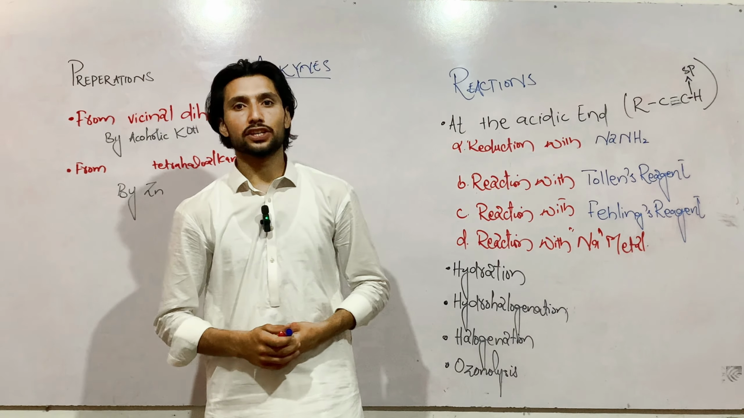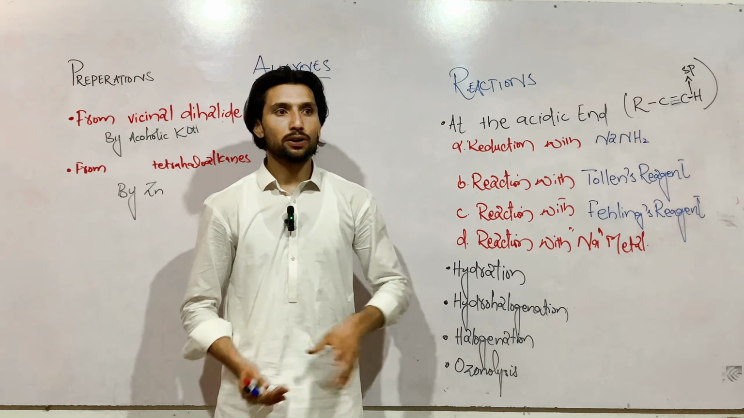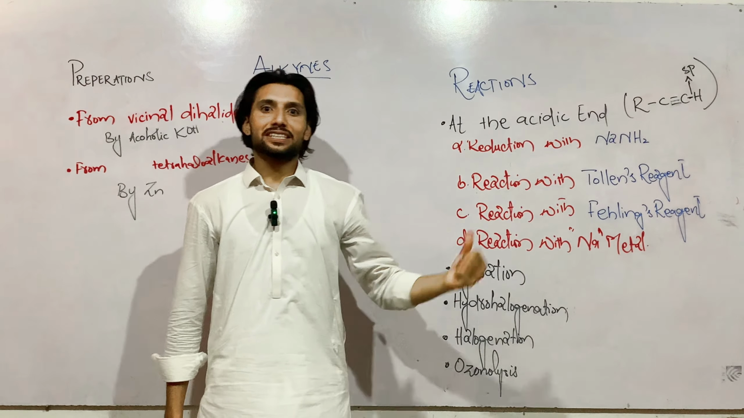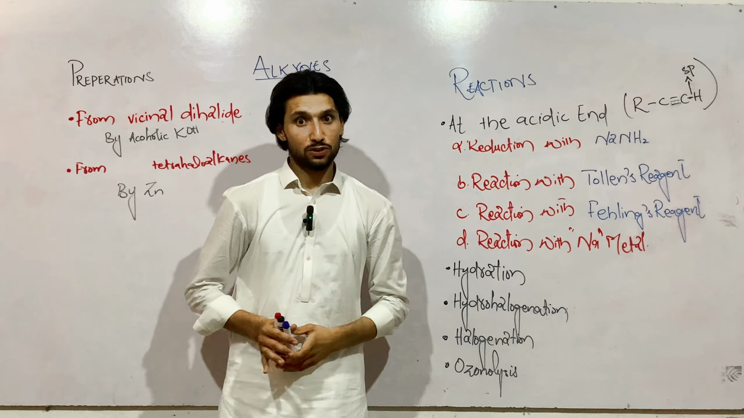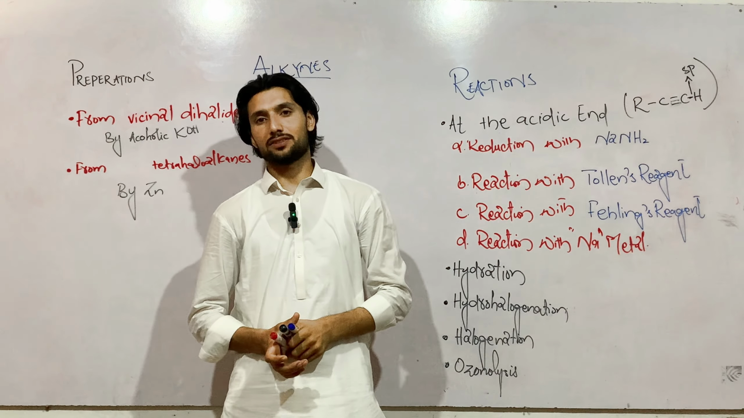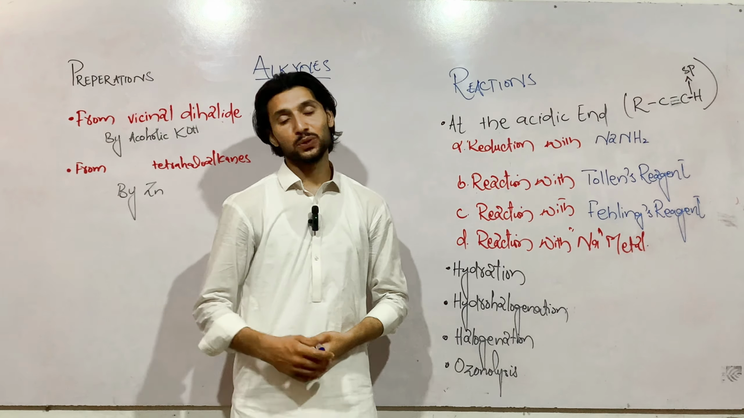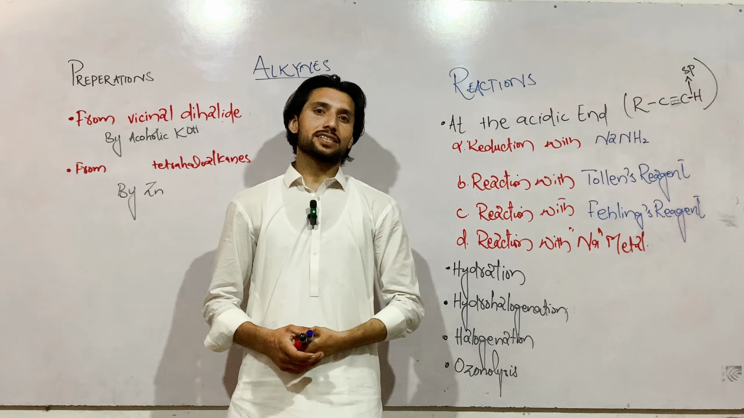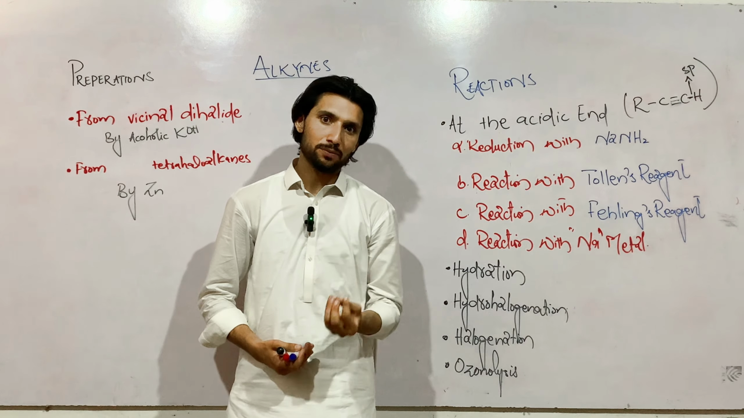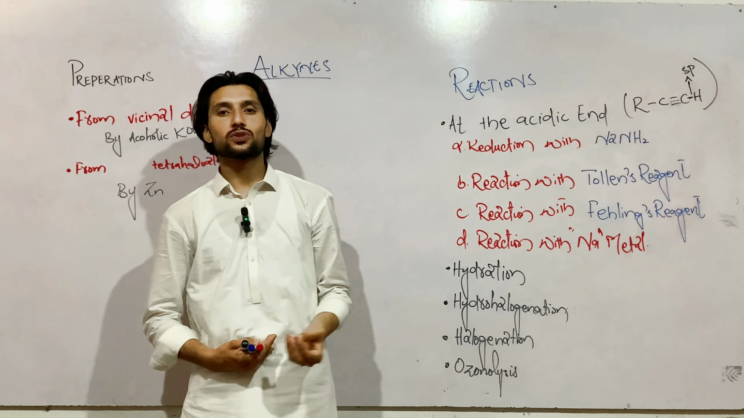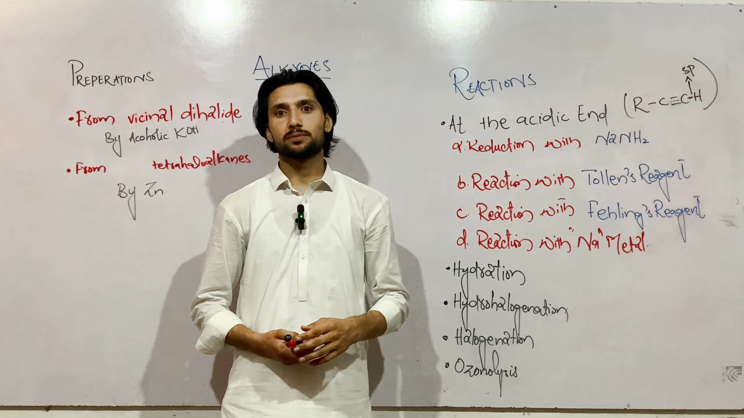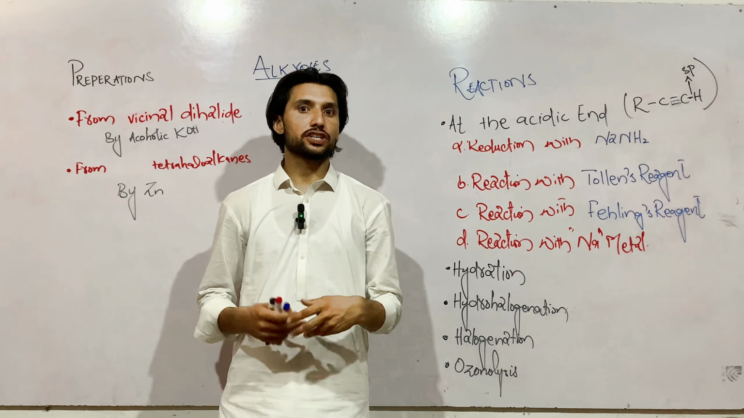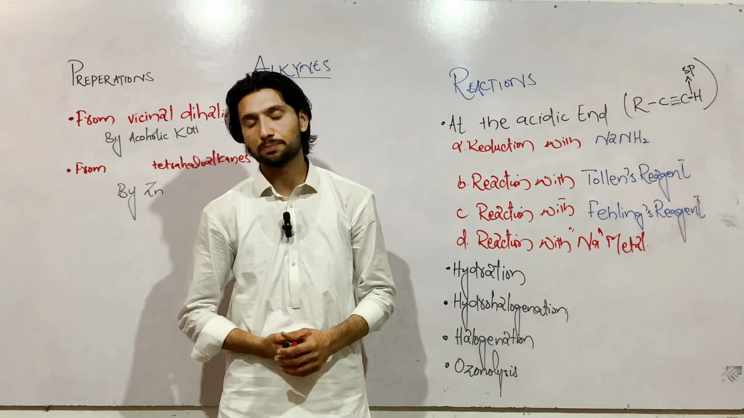First of all, the reactions of terminal alkynes, because of this acidic proton. We will discuss their reaction with a strong base like sodium amide. Then their reaction with reagents like Tollens reagent or Fehling's reagent. Then their reaction with metallic sodium, and the difference in reactivity toward metallic sodium between terminal and non-terminal alkynes.